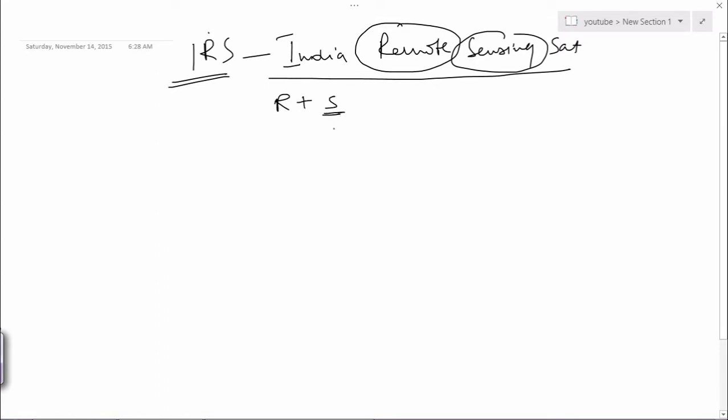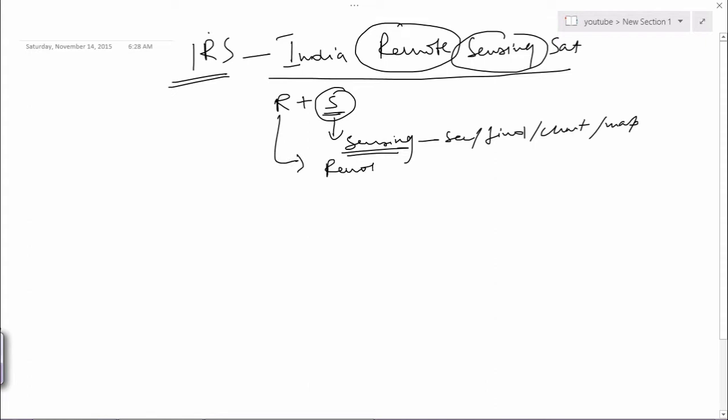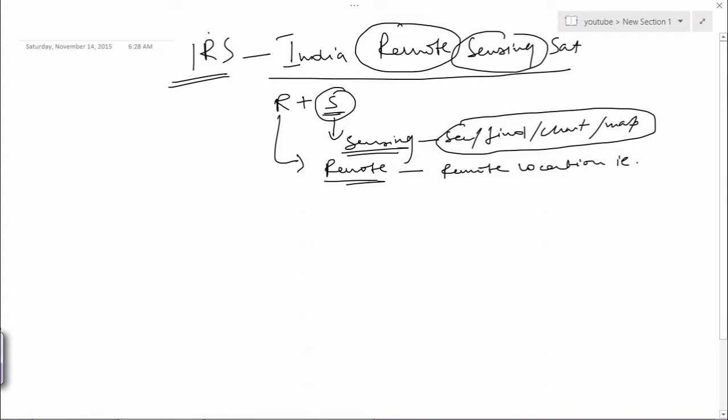Now again breaking down the term, we see what is sensing. Sensing is nothing but sensing, whatever it means in English, that is, to see or to find or to chart or map. You get the idea. And then remote. Now what could remote mean over here? See, doing all these activities from a remote location, that is from an isolated and aloof perspective.